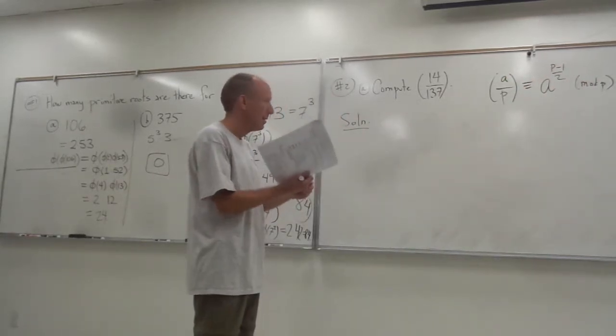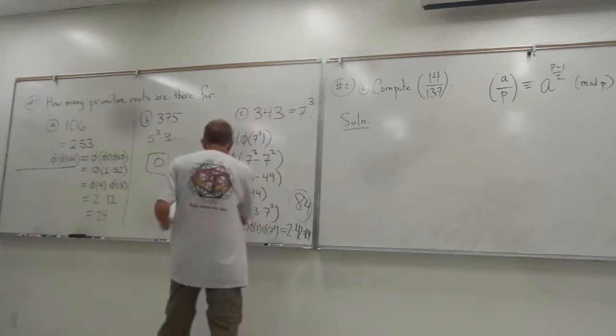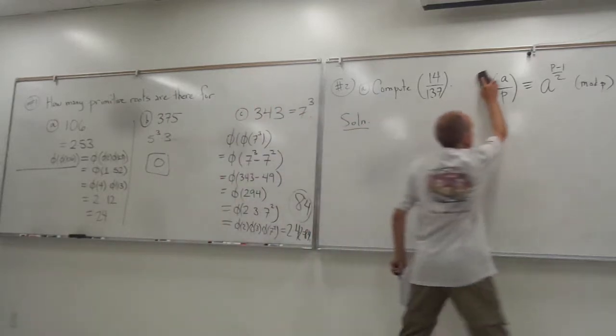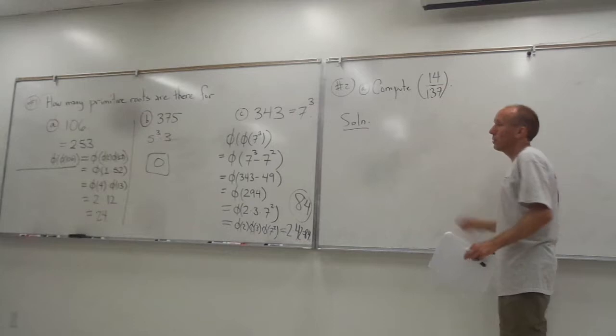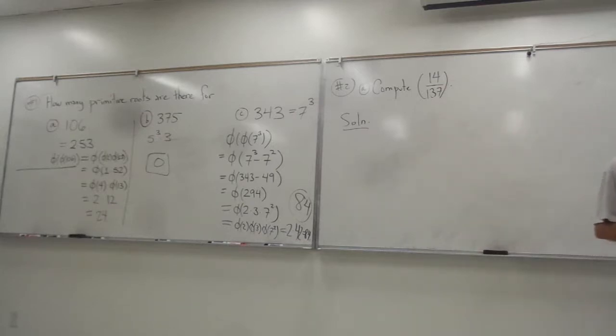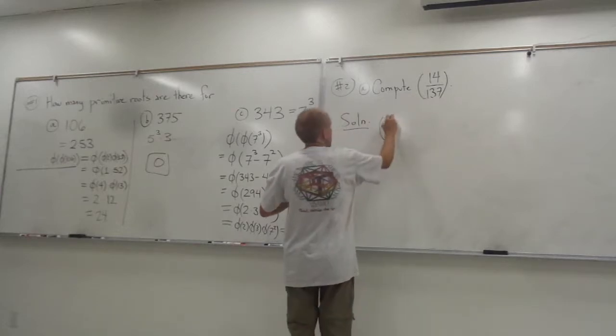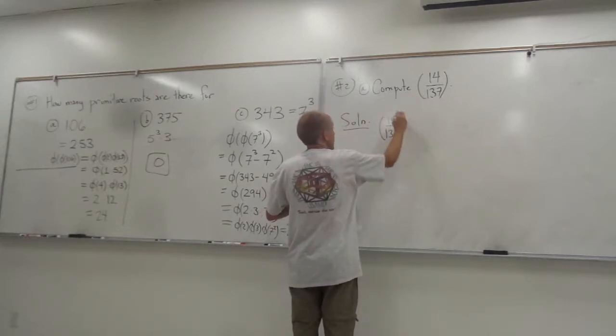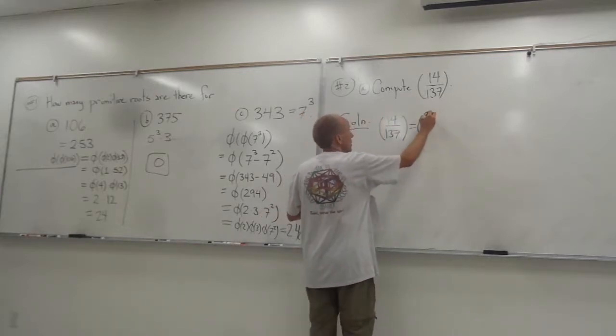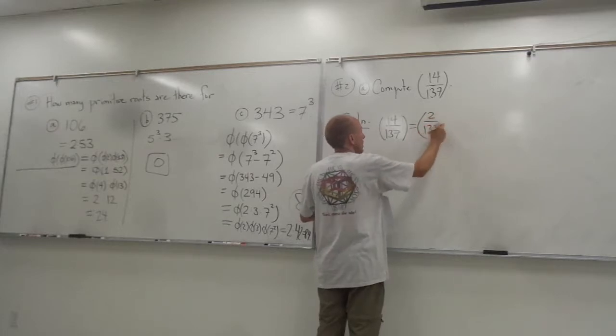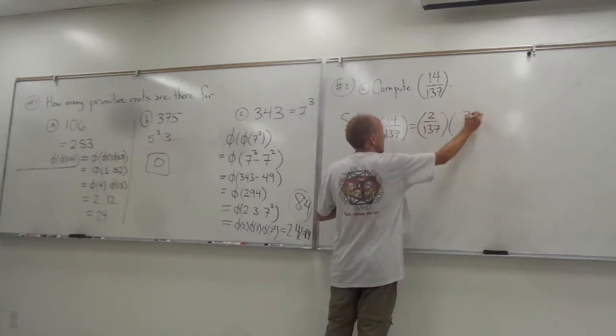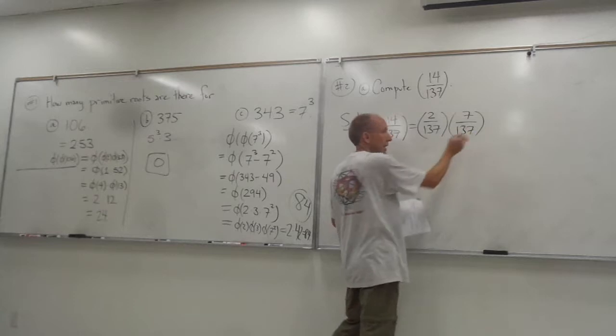So that's not necessarily what you want to be doing. Okay, so does anybody have a suggestion what we might want to do with this one to start off with? Okay, we can break this one up, right? We take the 14 and we can split it as, how do we split that one? 2 with respect to 137 and 7 with respect to 137, okay?